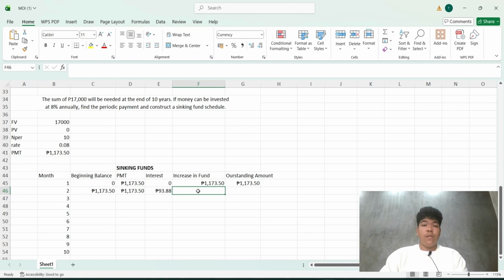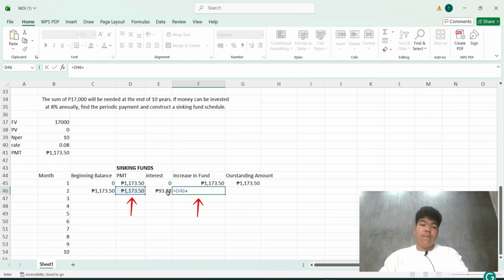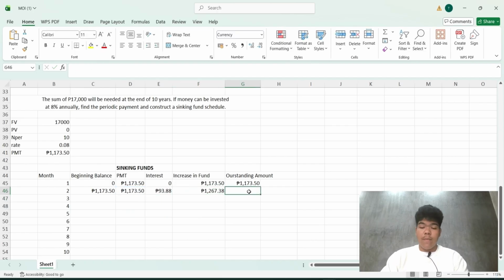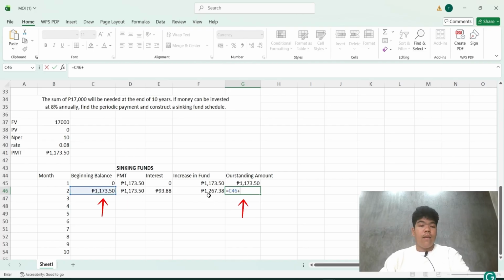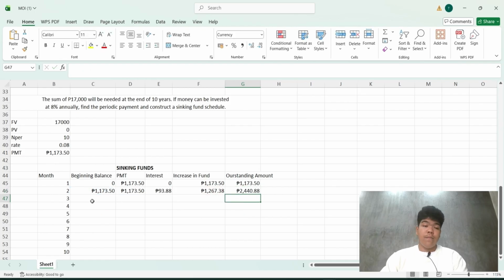Increase in fund. Increase in fund is the sum of our PMT and interest. So put equal sign, click PMT, put an addition sign, click the interest, and then press enter. Now for the ending amount, once again, equal sign, our beginning balance, addition to our increase in fund. Click and then enter.